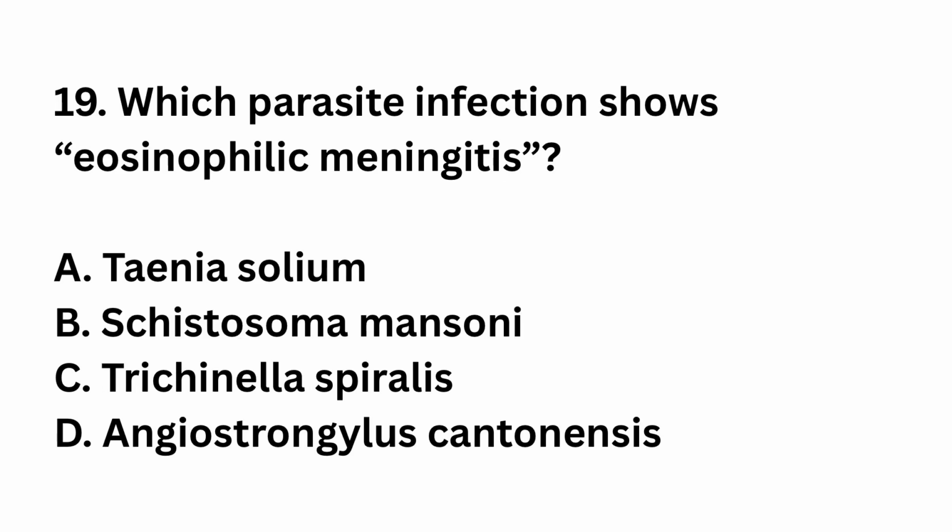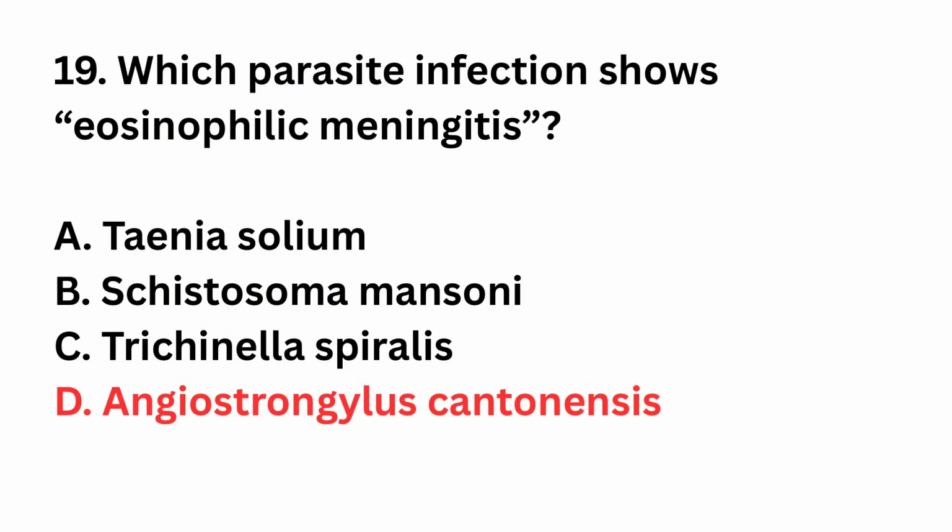Question number 19. Which parasite infection shows eosinophilic meningitis? Taenia solium, Schistosoma mansoni, Trichinella spiralis, Angiostrongylus cantonensis. The right answer is option D, Angiostrongylus cantonensis. Rat lungworm larvae migrate to the central nervous system. It causes eosinophil-rich CSF inflammation.